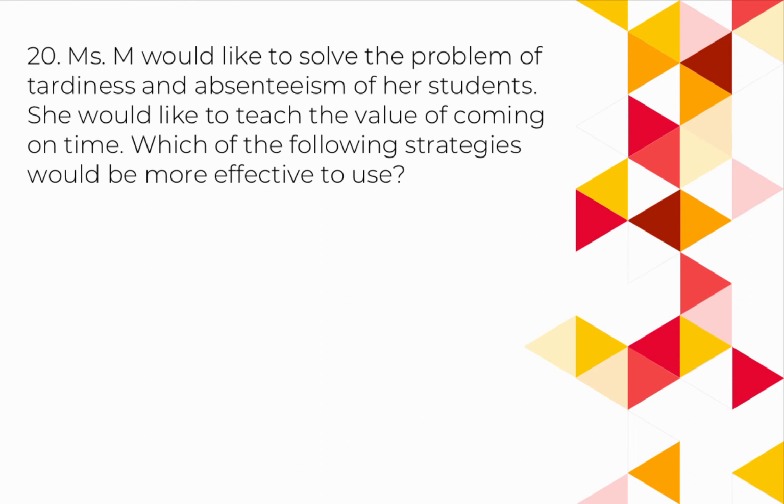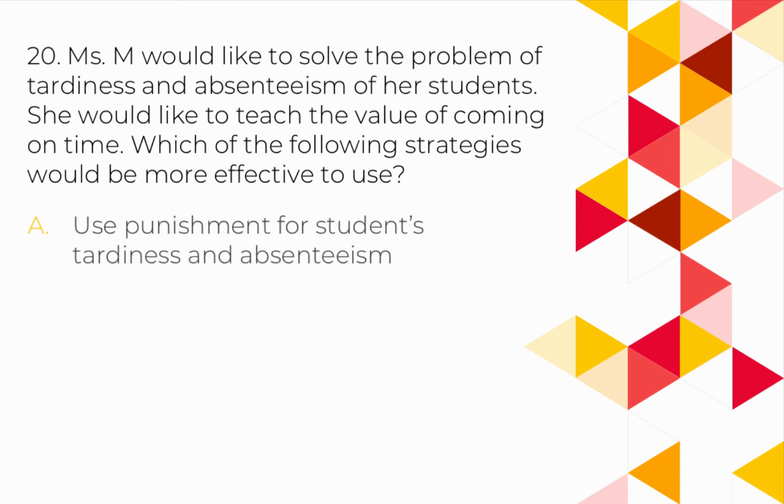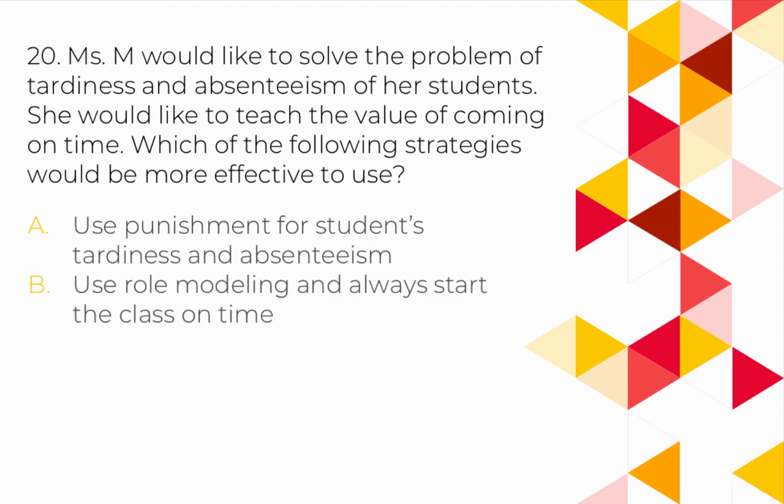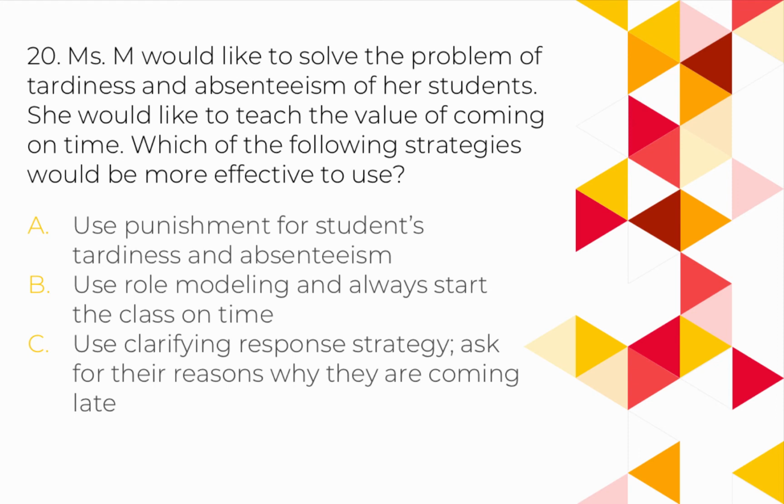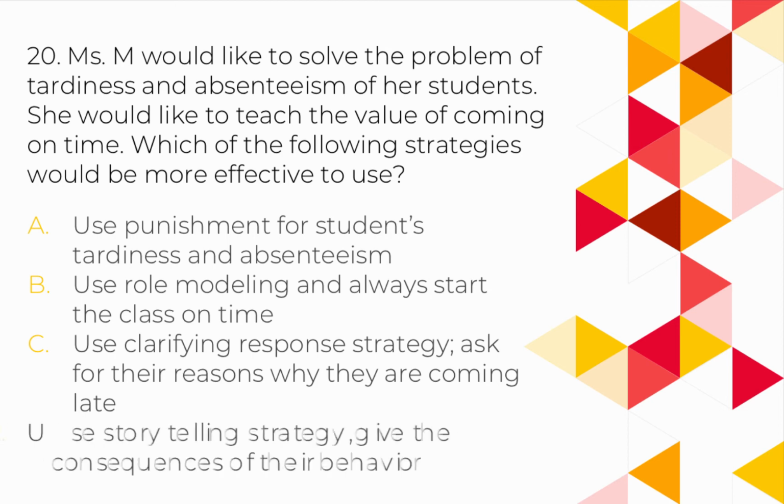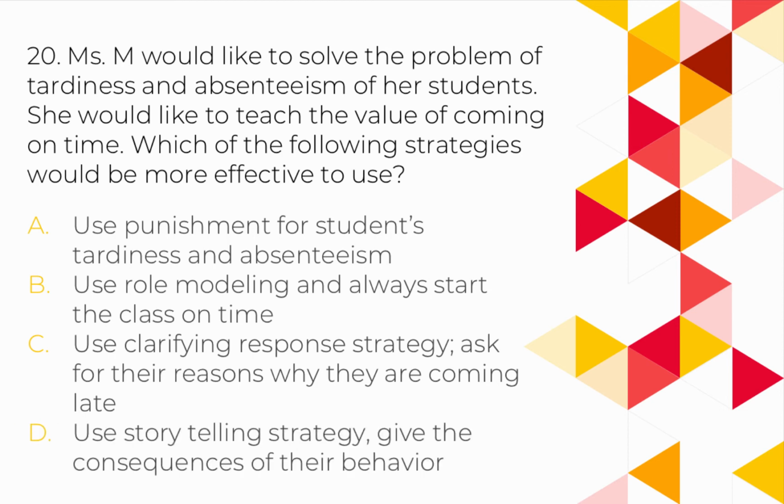Number 20. Miss M would like to solve the problem of tardiness and absenteeism of her students. She would like to teach the value of coming on time. Which of the following strategies would be more effective to use? A. Use punishment for students' tardiness and absenteeism. B. Use role modeling and always start the class on time. C. Use clarifying response strategy. Ask for their reasons why they are coming late. And D. Use a storytelling strategy. Give the consequences of their behavior.